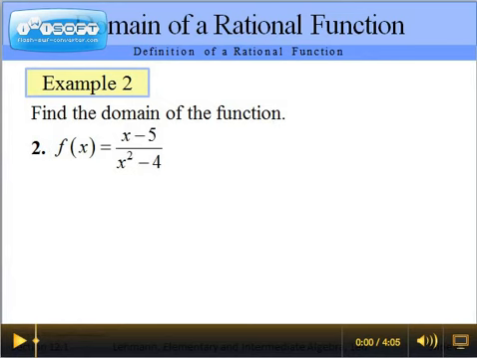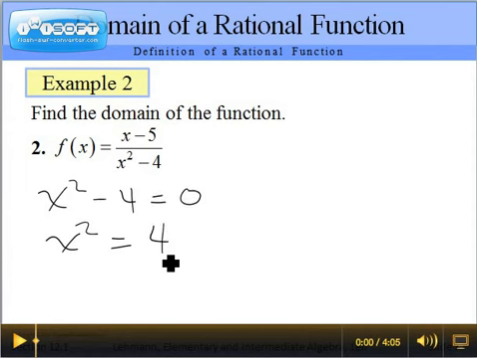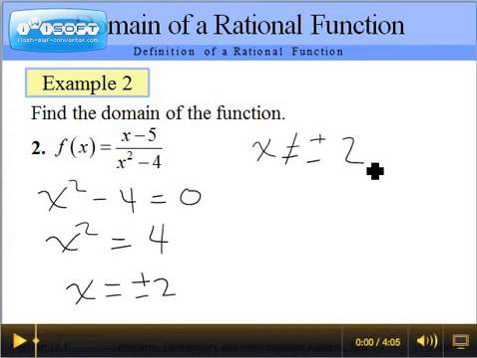So I want to find the domain of the function. I have f of x equaling x minus 5 over x squared minus 4. So the domain excludes all values that make the denominator 0. So I need to take my denominator, set it equal to 0, and find those values that make it 0 so I can exclude them from my domain. So I end up with x equaling plus or minus 2. So my domain is all real numbers except the values positive and negative 2.